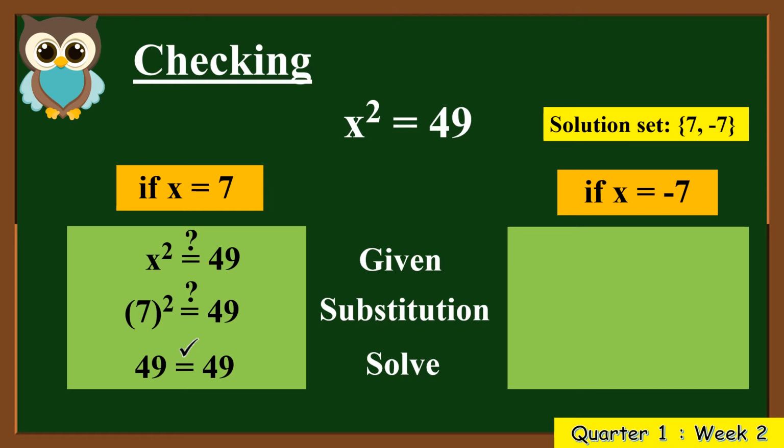What about the second solution of our given quadratic equation, which is negative 7? Let us see. Again, both sides of our equation are equal to 49. Therefore, we got again a correct answer for the solution of the given quadratic equation. So ibig sabihin po, tama yung nakuha natin na value or solution set of our given quadratic equation.